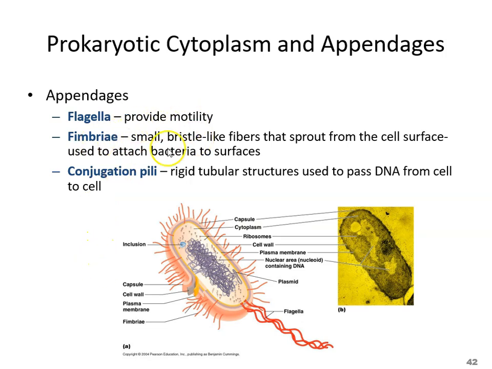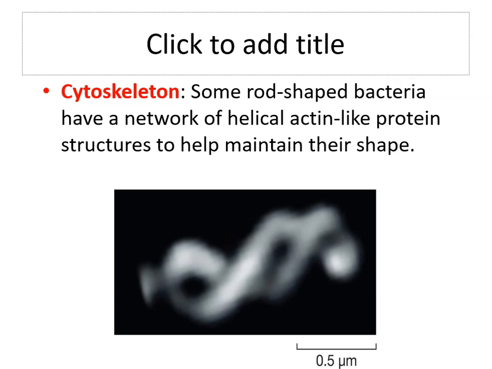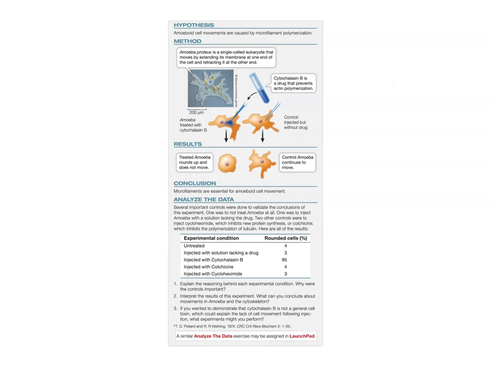Flagella provide motility. Fimbriae are small bristle-like fibers that are used to attach. And then conjugation pili are used to pass DNA from one cell to another, which of course can lead to gene transfer. The cytoskeleton helps maintain shape like our skeleton does.